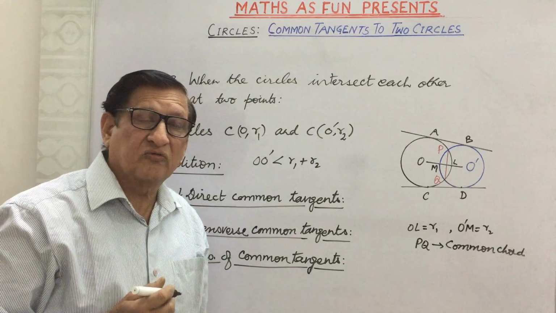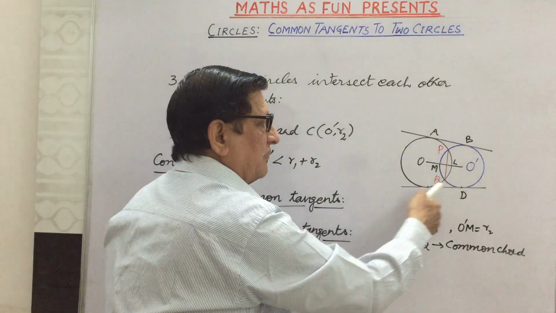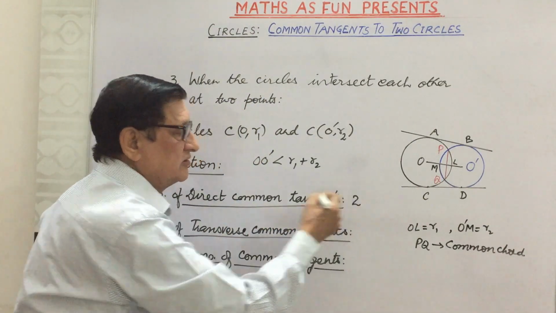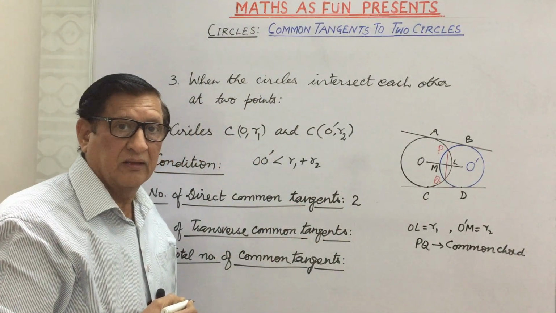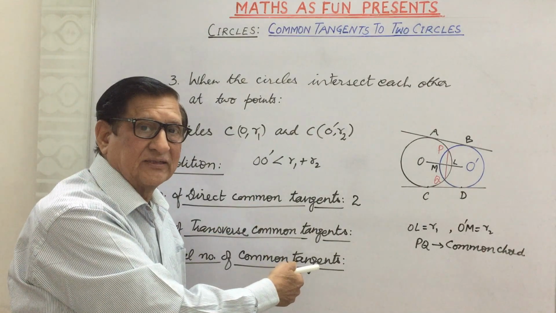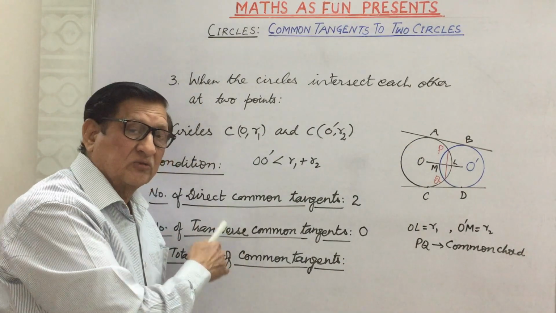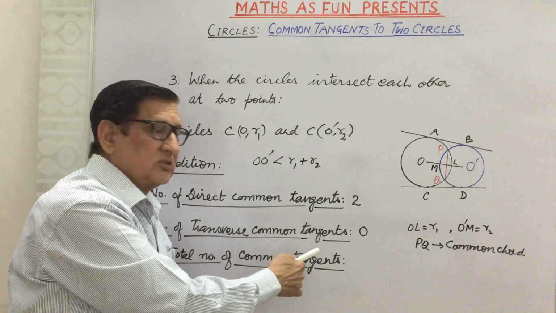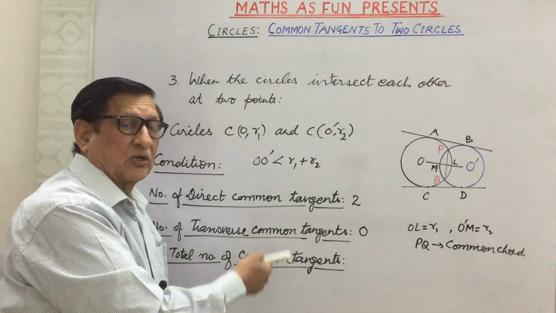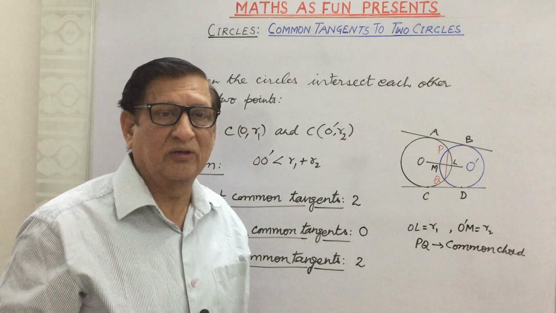What about the number of direct common tangents? Direct common tangents here are AB and CD. So we have 2 direct common tangents in this case. What about the indirect or transverse common tangents? Can we have them? No. So there is no transverse common tangent, that is, the number is 0. And hence the total number of common tangents in such case is 2 only.